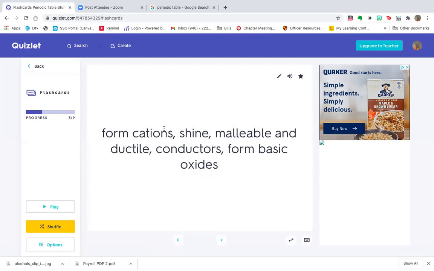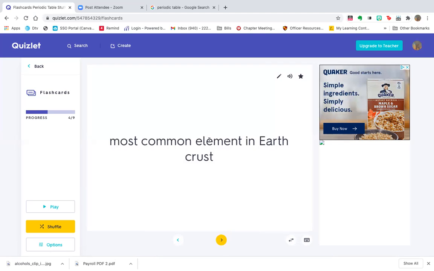So it's going to form cations. They're shiny. They're malleable and ductile, which means malleable means they're beaten into shape, and ductile means they can be turned into wires. But you just need to know the general term. You don't really need to know what they mean. They're conductors of heat and electricity, and they form basic oxides. So, sodium hydroxide. Yeah, that's a basic oxide.